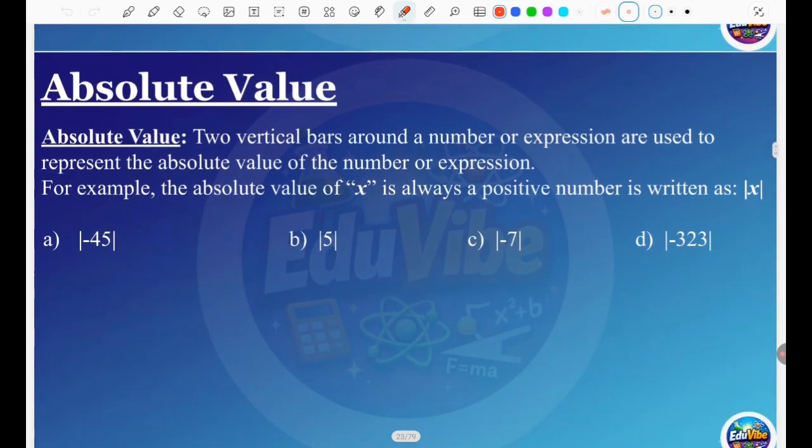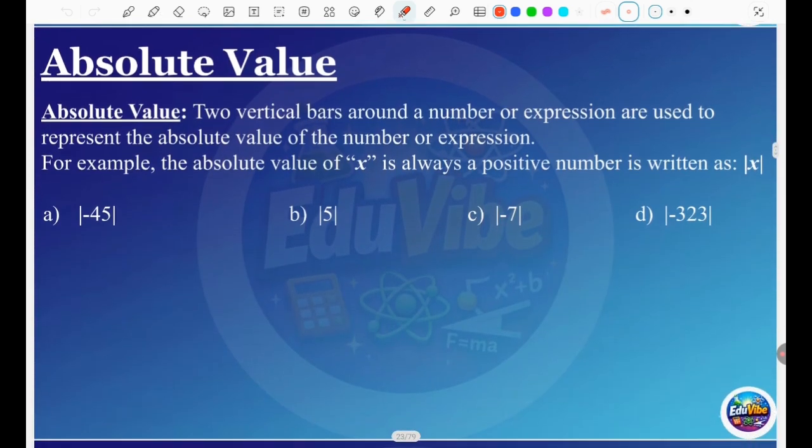So let's start with absolute values, and what are the absolute values. The two vertical bars around a number or expression are used to represent the absolute value of the number or expression. For example, the absolute value of x is always positive, and it is written like this. Anything under the two bars like this is an absolute value.